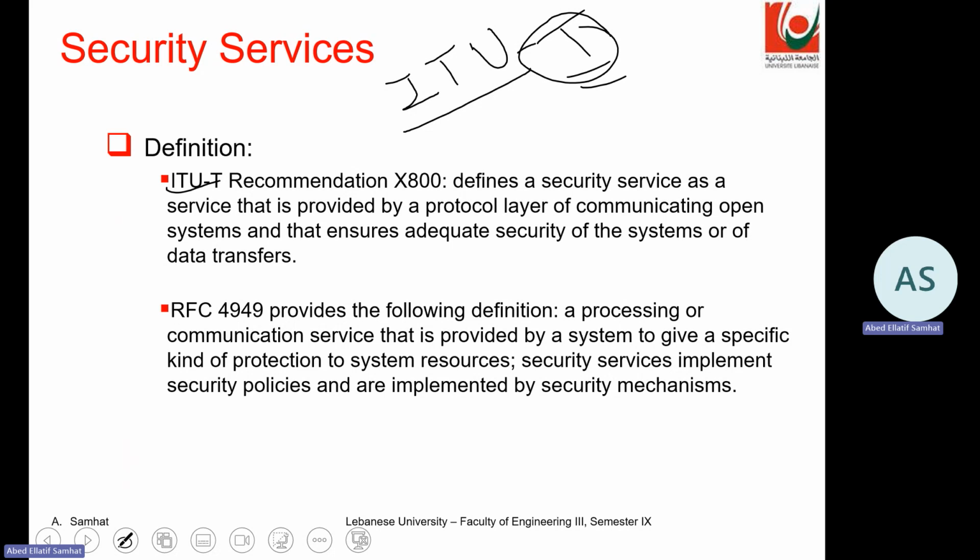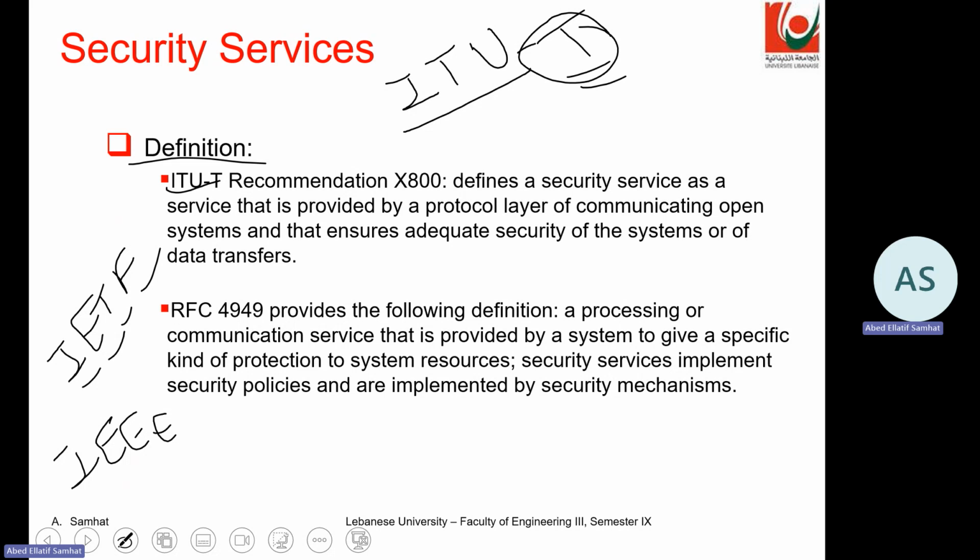If you want, there are other organizations or entities that deal with security. For example, you have the IETF, which is the Internet Engineering Task Force, where you can also find some standards or proposals regarding security. You also have IEEE, which is well known, and it also has some standards proposed for security and so on. So let's continue with the definitions of the security services.